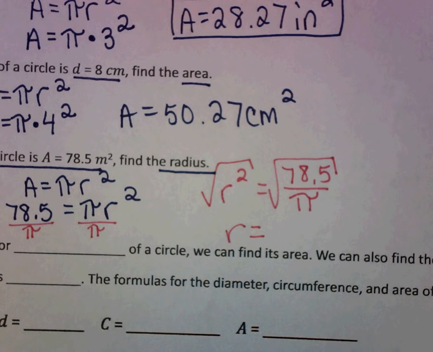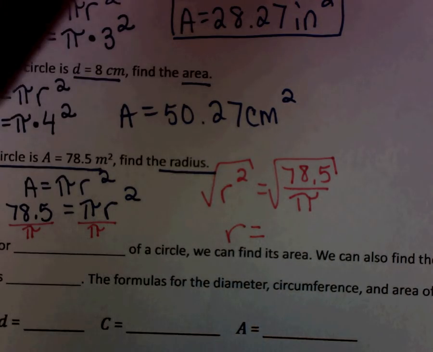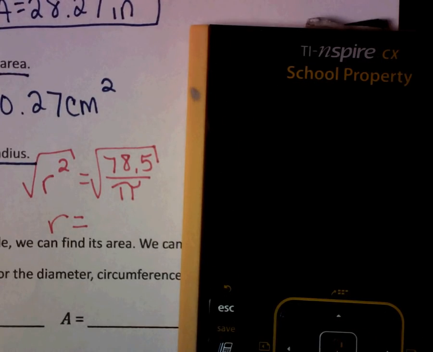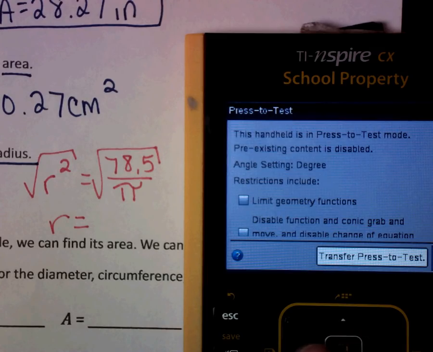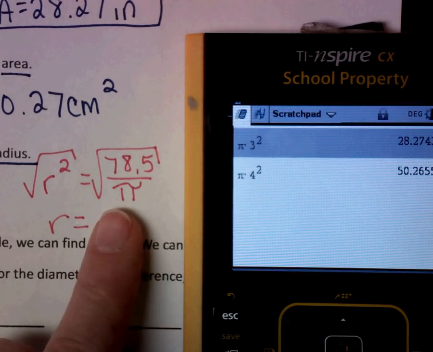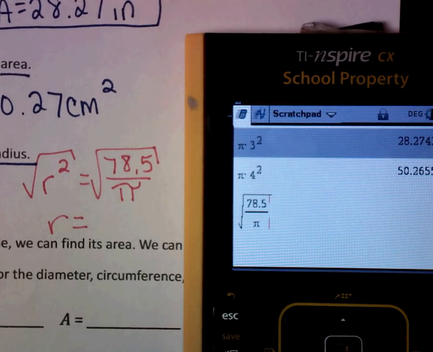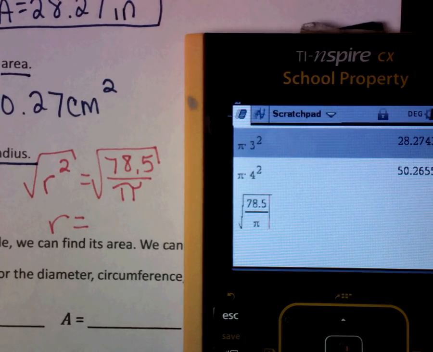And the reason I didn't do any calculating yet is because I want us to input this all at once. We're going to be better off, we're not going to have to round our numbers, and we're going to be exact. So I want us to look at how to put this in. I'm going to start by doing the square root key. And then I'm going to input a fraction there, so your calculator should look like that. Then we know we should have 78.5 on top, and in the bottom I'm going to put my pi key. So we're going to be better off if we try to put this in all at once. Make sure your calculator looks like that, and then hit enter.